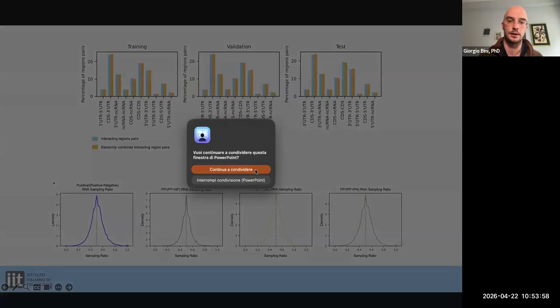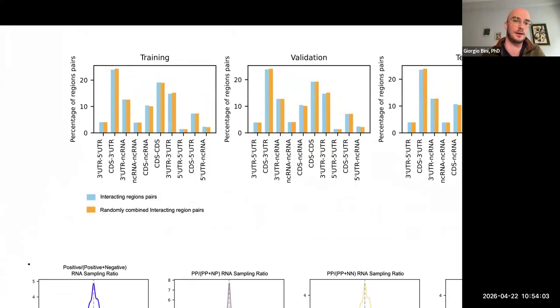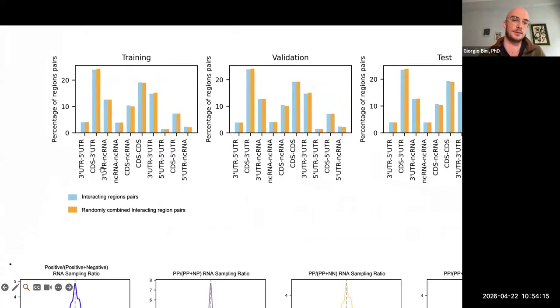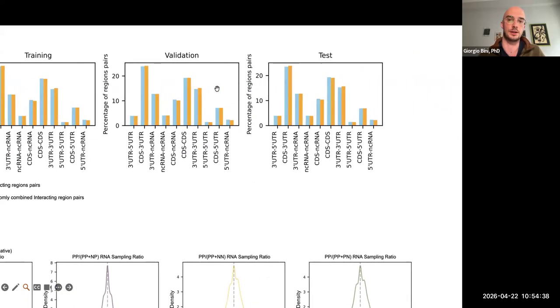So there is an unbalanced composition in the experimentally detected RNA-RNA interactions, and actually this was also the most challenging part of the project, because we had to balance all these properties that are biological evidences of the data. For instance, we can see that CDS 3' UTR is strongly enriched in the dataset, and our effort was to build a negative set that balances all these properties across training, validation, and test sets.